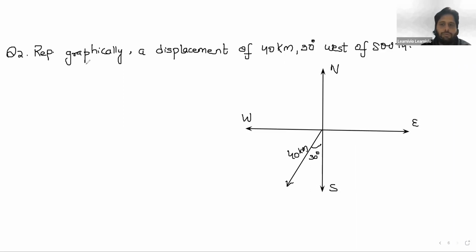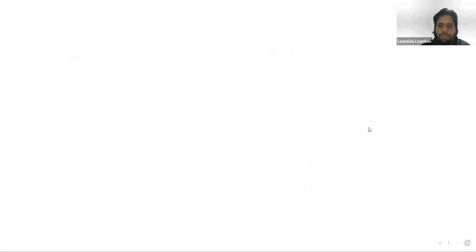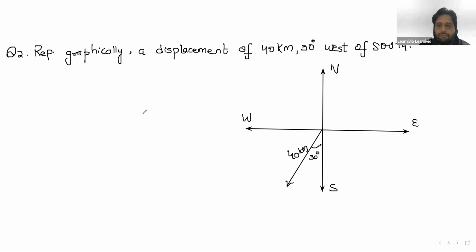Okay, so I hope everyone has done this. Let's start with the next topic. Next is types of vectors. Sir, can you show the previous question and explain it? Yes.